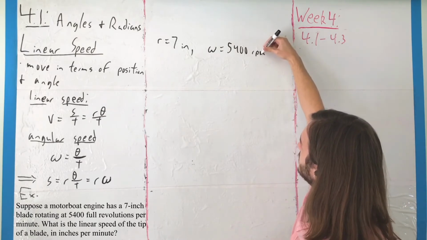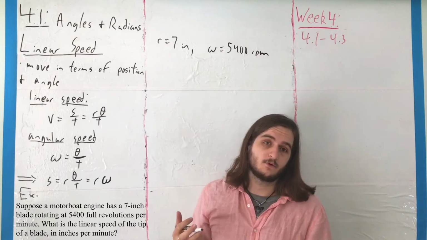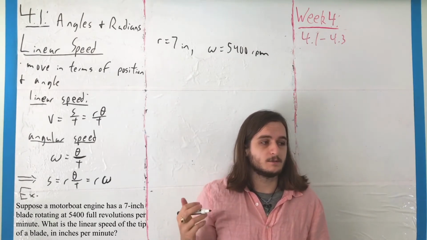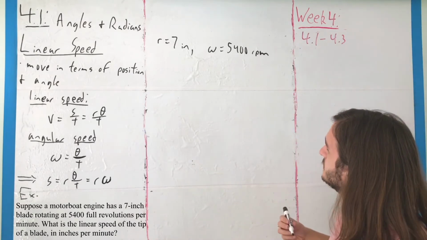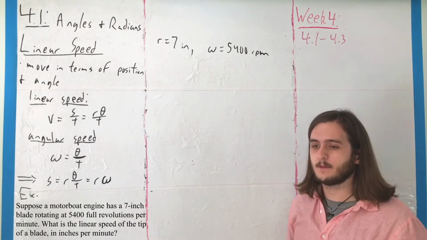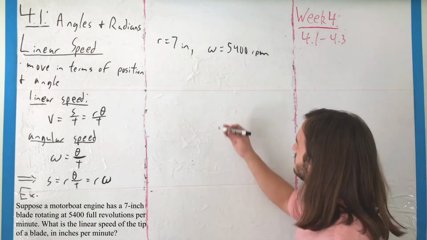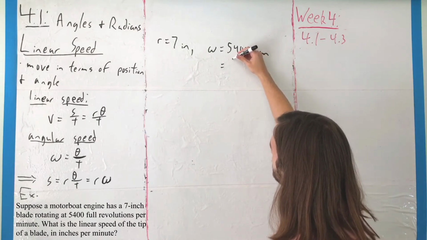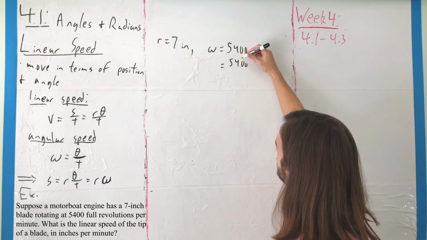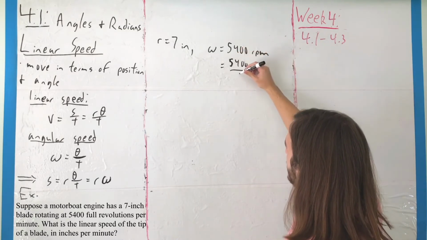And 5,400 RPM, that's a really useful measurement for an engine, but if we're trying to find out how fast it's moving in terms of a changing position, that's not very useful. So we want to convert that 5,400 RPM into something in terms of the angle it covers. Well, 5,400 RPM is 5,400 total revolutions per 1 minute.